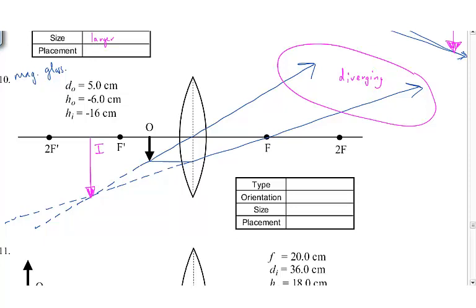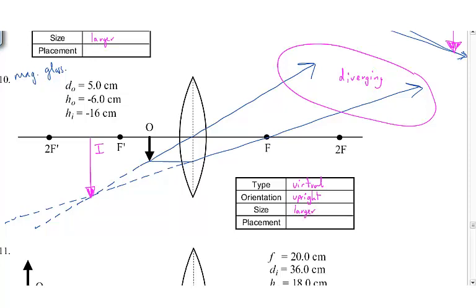And that's exactly the situation you're seeing with the magnifying glass. The type of image is a virtual image because those light rays are diverging, so the light's not actually starting where the image is, it just appears to be coming from there. The orientation, if you compare the image, it is upright compared to the object, and it is obviously larger.